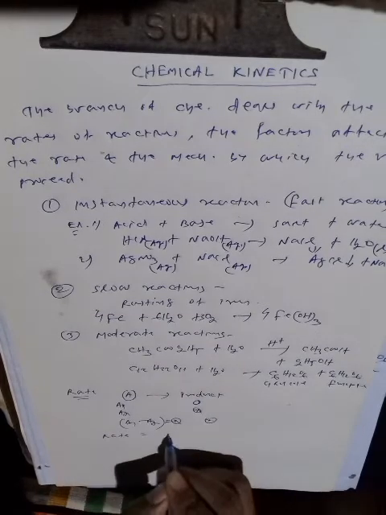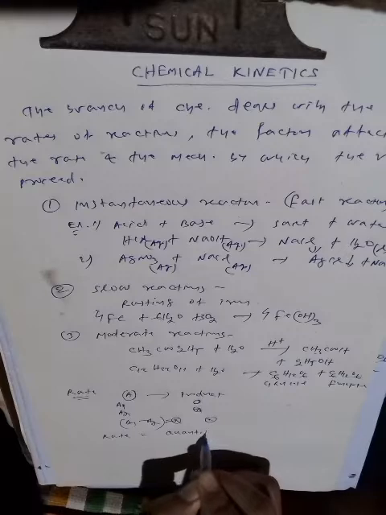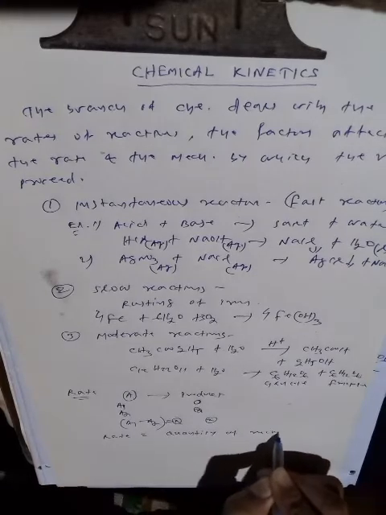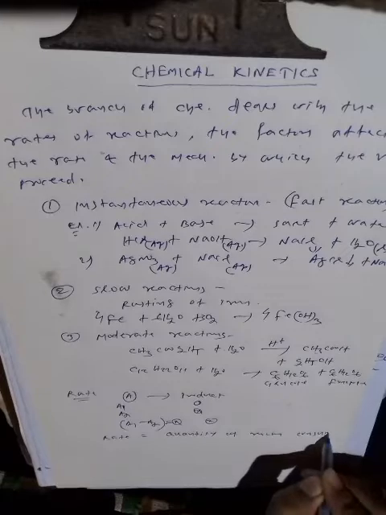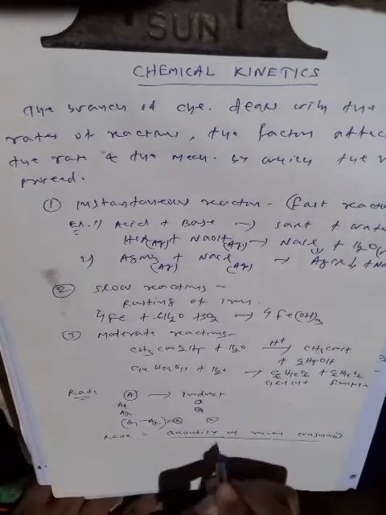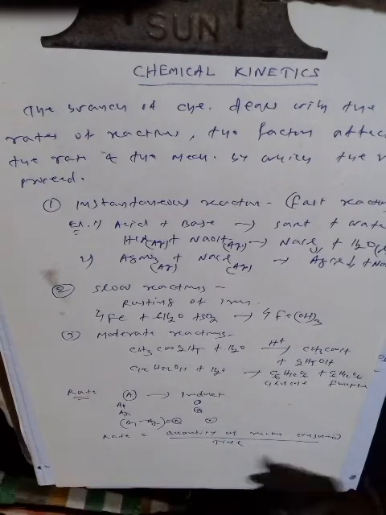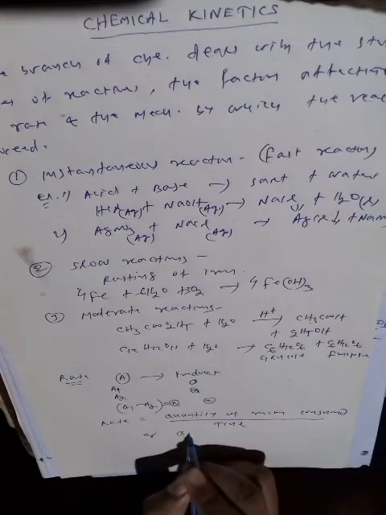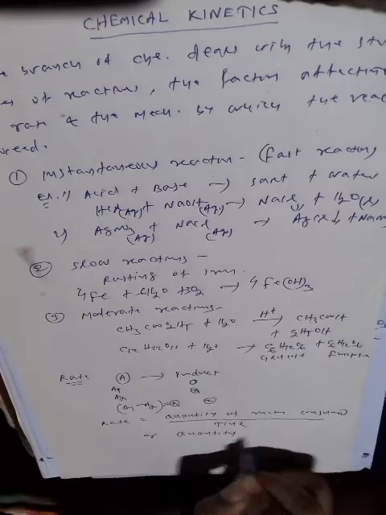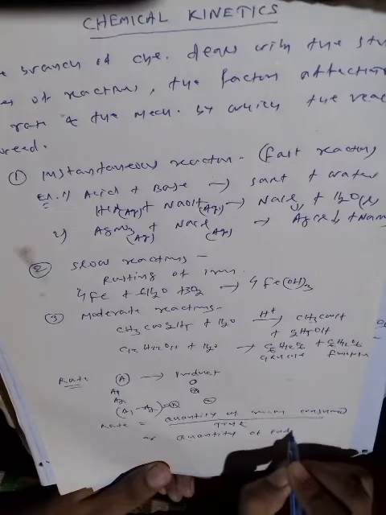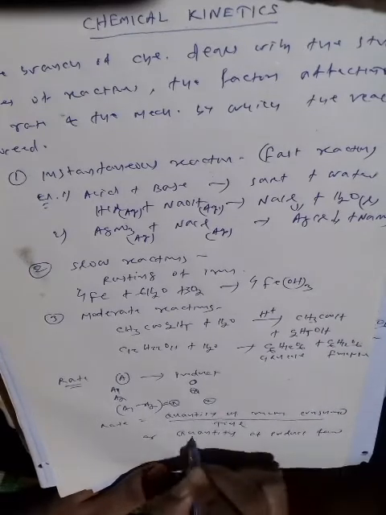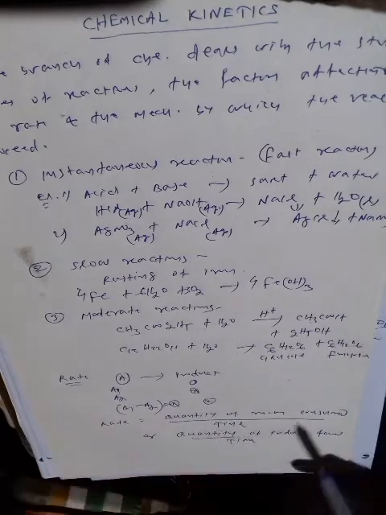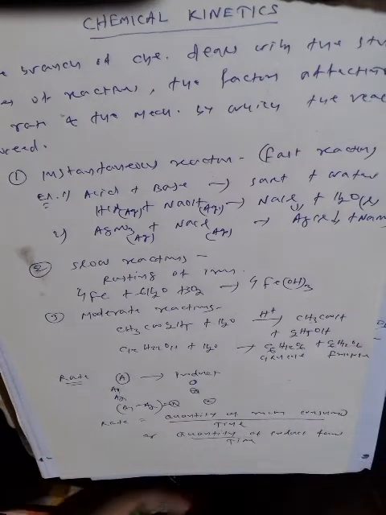So we can write the definition of rate as equal to the quantity or amount of reactant consumed divided by time taken, the time in which the quantity has been consumed. Or you can say quantity of product formed by time. Same thing, whatever the quantity of reactant has been consumed, the same quantity of the product has been formed.